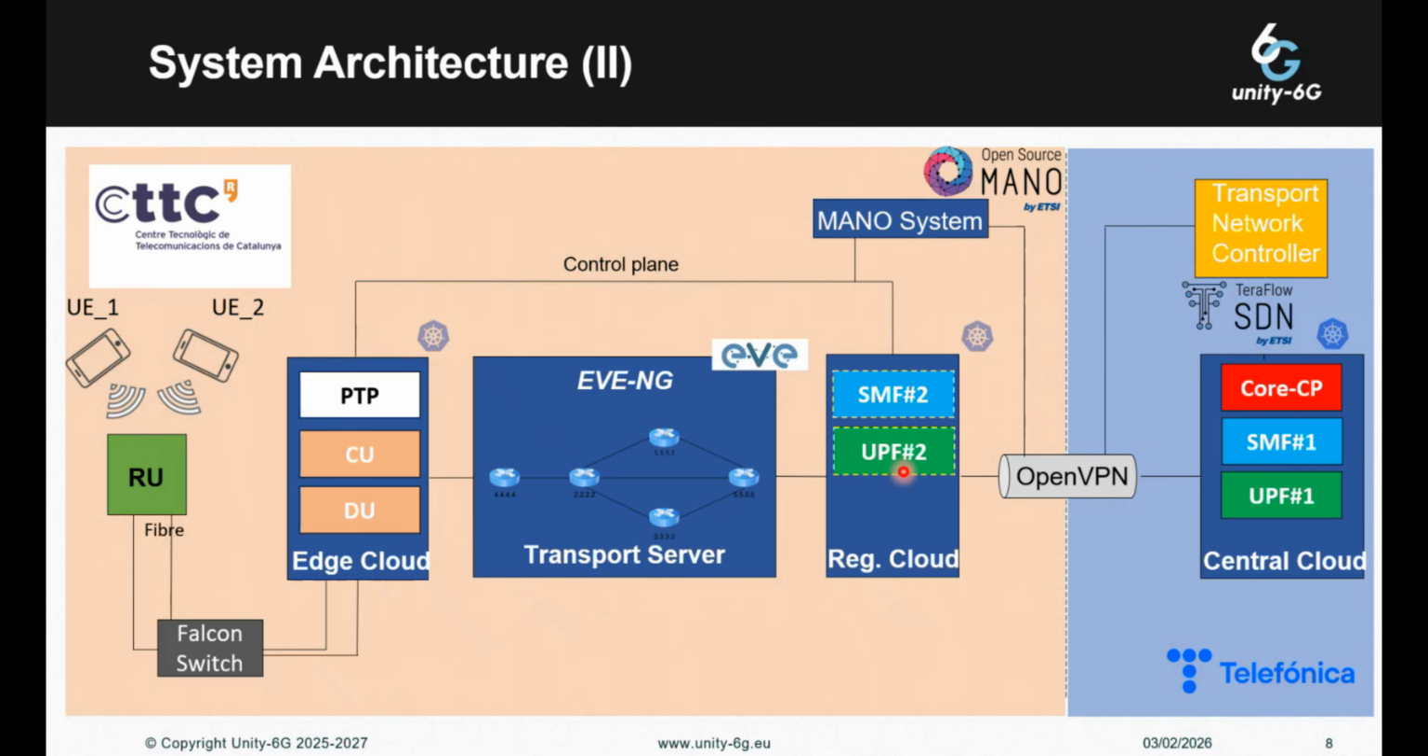based on that, we have this distribution of components in the different servers. On one hand, at Telefonica, we place the control plane of the mobile core and also the slice components for slice number 1. Then in the regional cloud, we have the components for slice number 2. And then in the edge cloud, we run the CU/DU as different artifacts together with the precision time protocol. And then the CU connects to the UPFs and to the AMF running in the core control plane through this transport server.